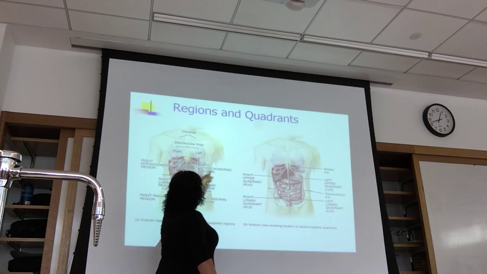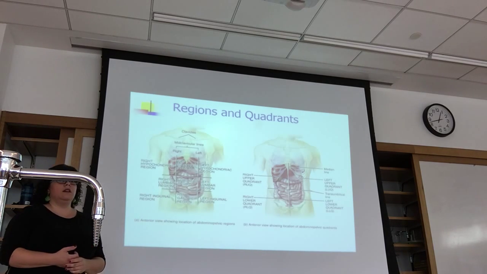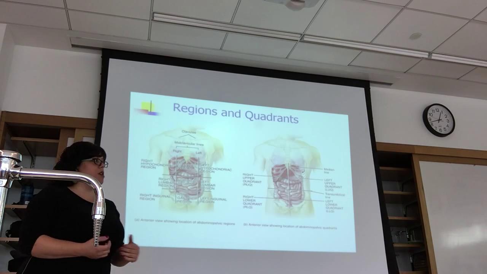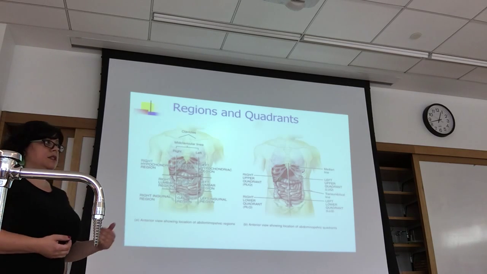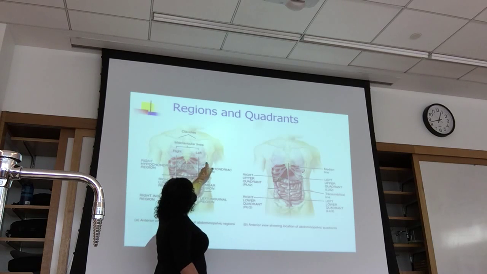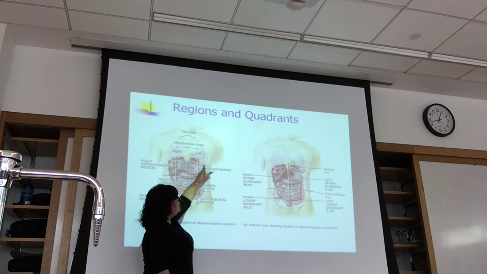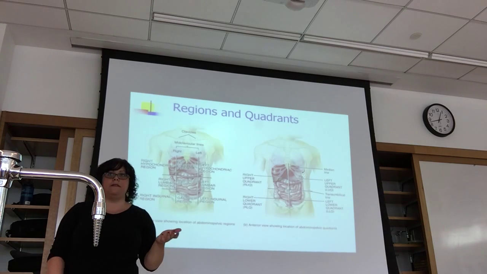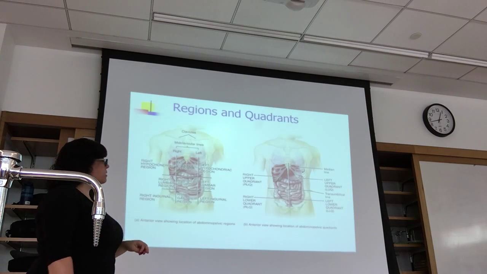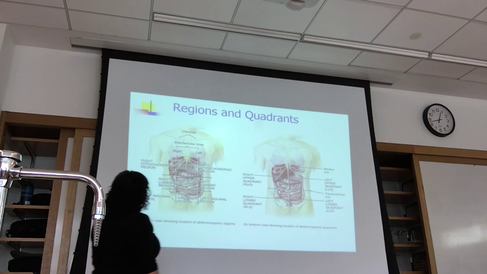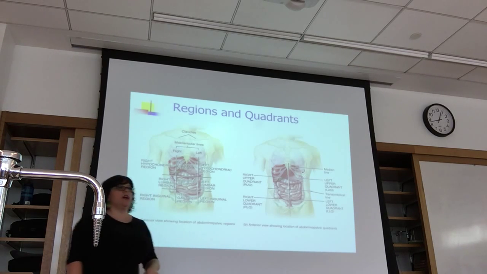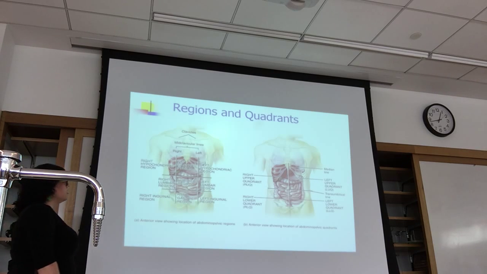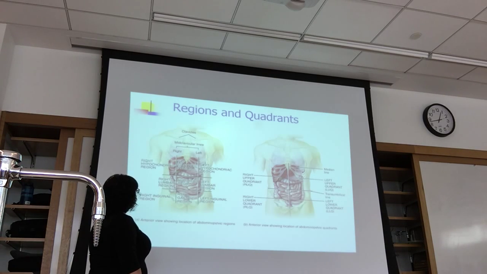The left hypochondriac region, a major organ that you definitely should know in that region is the spleen. The spleen is in the left hypochondriac region. Again, you can see a little piece of it here that's in purple. Also, a piece of the stomach is in the left hypochondriac region. How about the right hypochondriac region? The majority of that region is the liver.